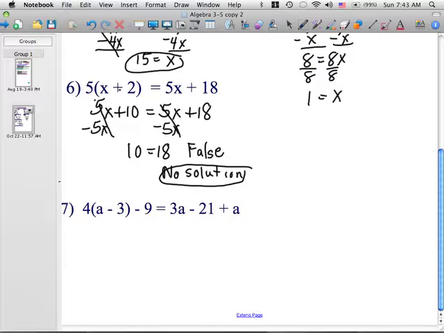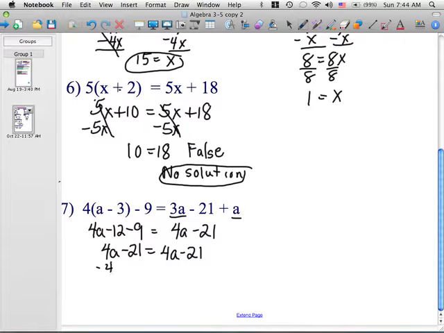In the last example, we first want to get rid of parentheses, use the distributive property. So we have 4a minus 12 minus 9 equals, and we can collect like terms right now here, that's 4a, 3a plus a, minus 21. Over here, if we collect the numbers, it's a negative 12 and a negative 9. We get 4a minus 21 equals 4a minus 21.